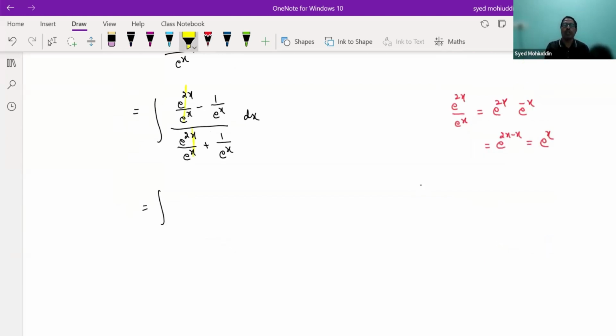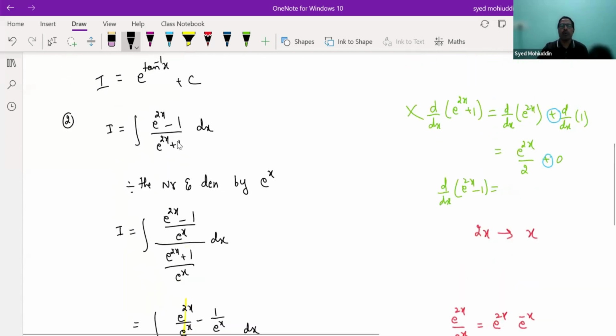These two terms will be e power of x only, minus, here 1 by e power of x is there. If I take this e power of x in the numerator, it becomes e power of minus x, whole divided by the denominator we have simplified as e power of x plus 1 by e power of x, which becomes e power of minus x, times dx. But again, we have arrived at the same result, e power only.